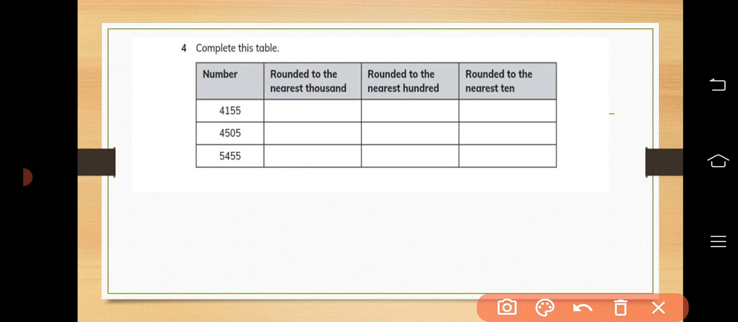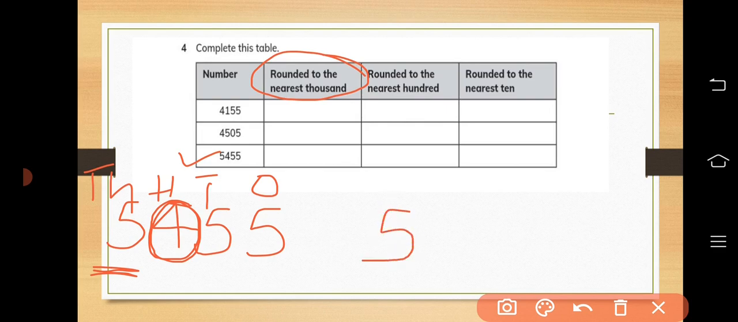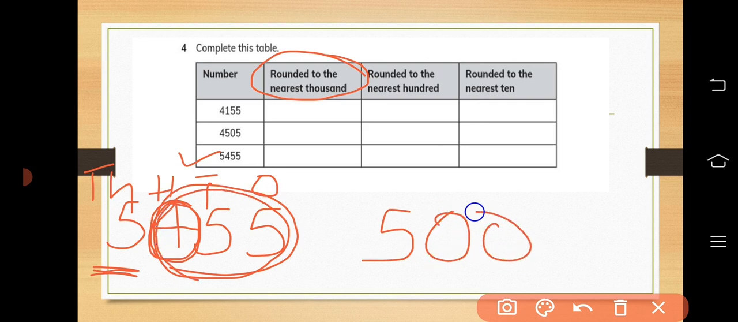Now move on the C part. Firstly you have to round it to the nearest 1000. 5455. This is your ones place value. Tens, hundred, thousand. So firstly you have to underline the 1000 place value and then circle the right value. So now here you see that the circled value is less than 5. So it means that this 5 remains same and all these values become 0. So the approximation answer of this is 5000.